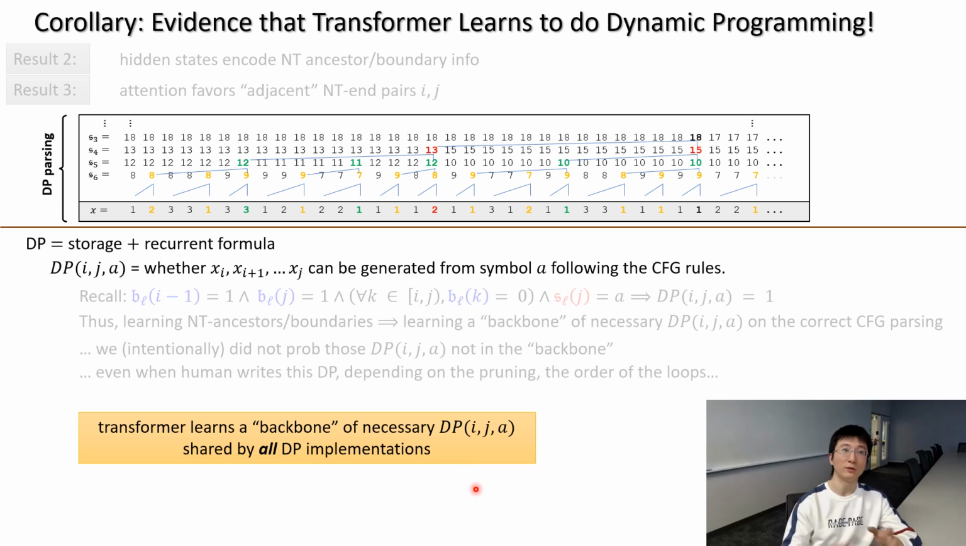Once again, we're not saying the transformer is implementing a particular version of DP. We're saying that regardless of which version of DP it is implementing, it has to learn those dpij's that are in the backbone. And indeed, we probed and showed that they are learned. So that is on the storage part.